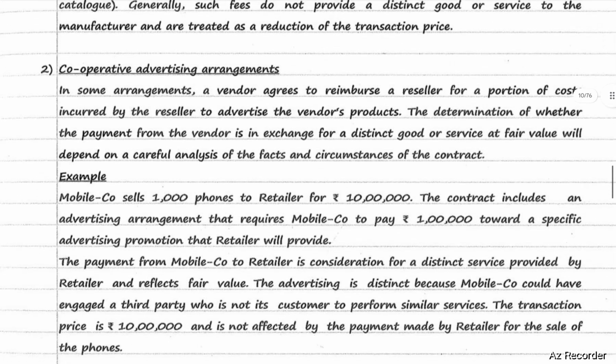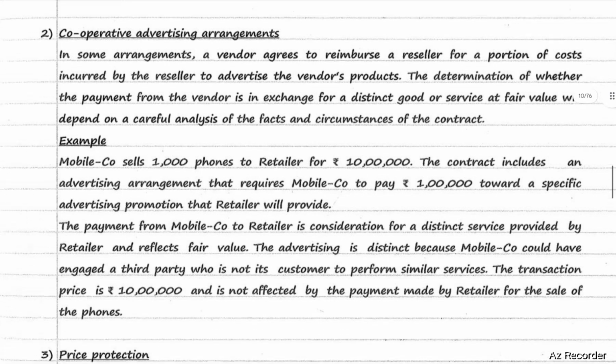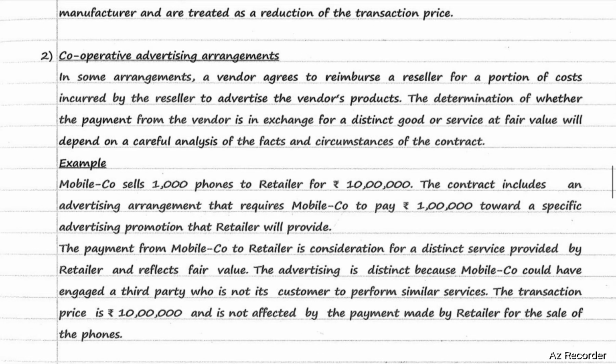Second, cooperative advertising arrangements. In some arrangements, a vendor agrees to reimburse a reseller for a portion of the cost incurred by the reseller to advertise the vendor's products. The determination of whether the payment from the vendor is in exchange for a distinct goods or services at fair value will depend upon a careful analysis of the facts and circumstances of the contract.